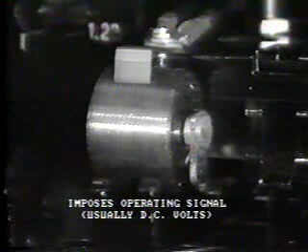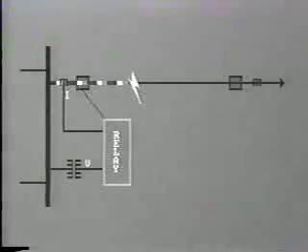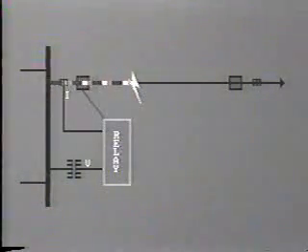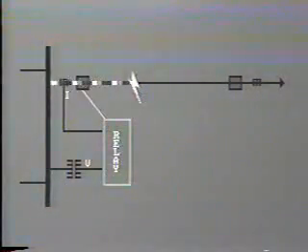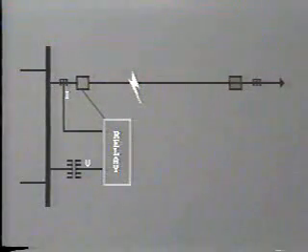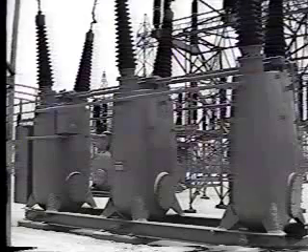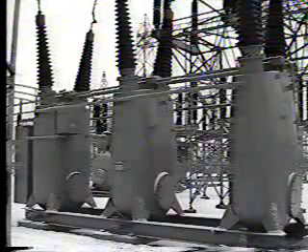However, with an intolerable fault level, then the relay output will impose an operating signal on a control circuit, usually in terms of DC volts. This tripping signal is then fed to one or more circuit breakers to cause them to open so as to isolate the faulty circuit. What is the purpose of the circuit breaker?